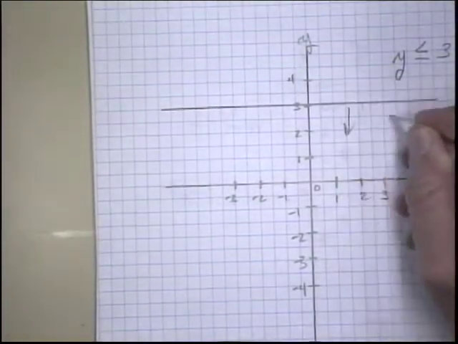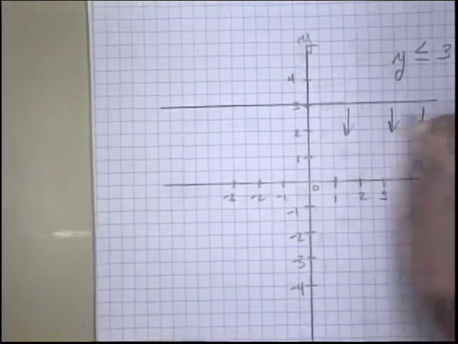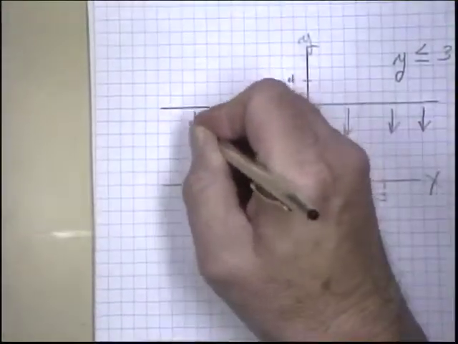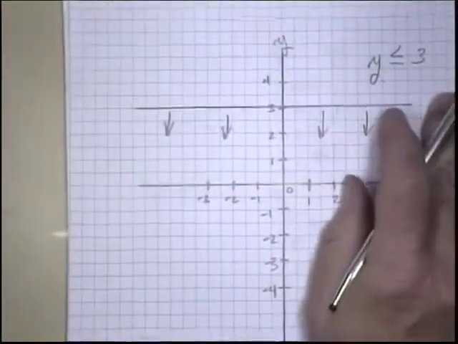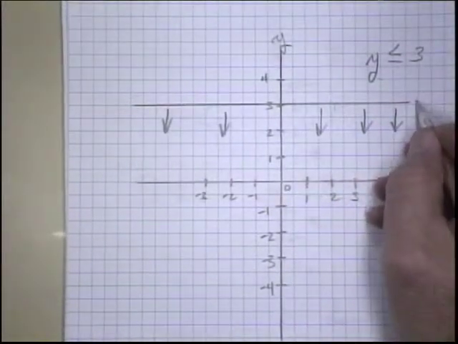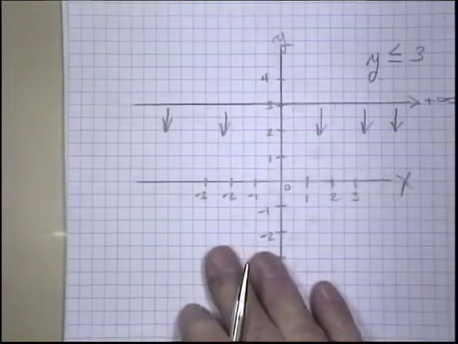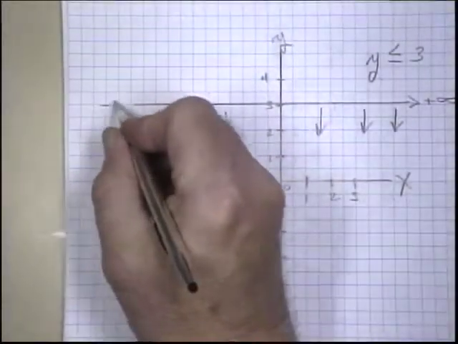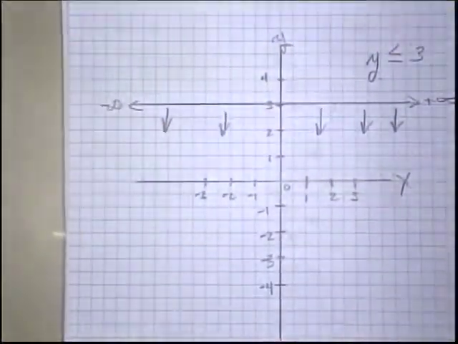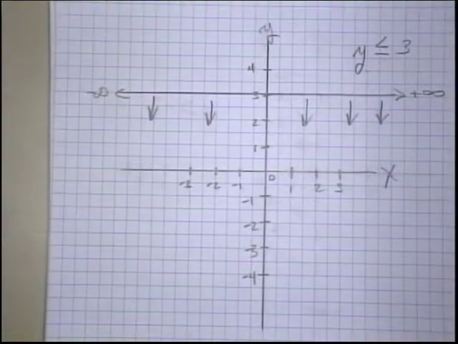So any point on this side of this line satisfies this inequality. And of course, this goes to positive infinity in that direction and negative infinity in that direction. So that would be a graph of that inequality.